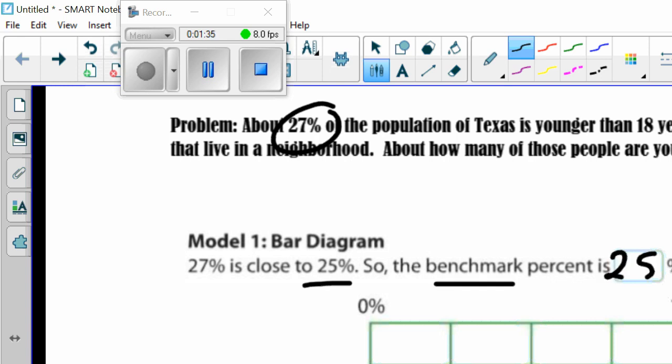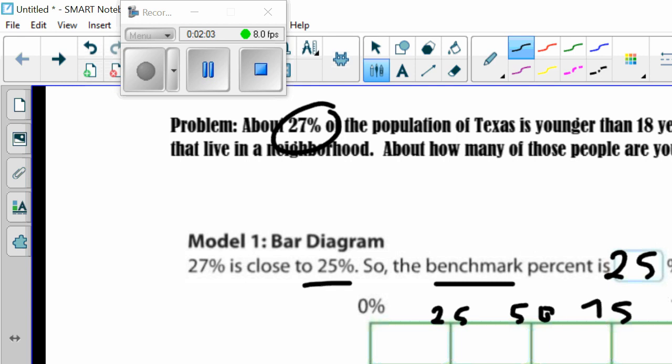Okay, and then we're going to label our bar diagram because this is all about breaking our benchmark fractions down into models. So I know that my whole amount is going to be 200, and I know that our benchmark fraction is going to be 25%. So each one of these lines up on top is going to be 25%. So you notice I just write 25, 50, and then 75, and then obviously there's our whole amount, which is 100%. That's always the whole amount.